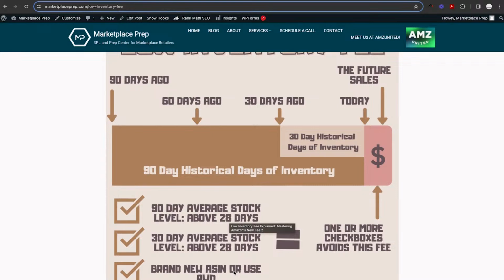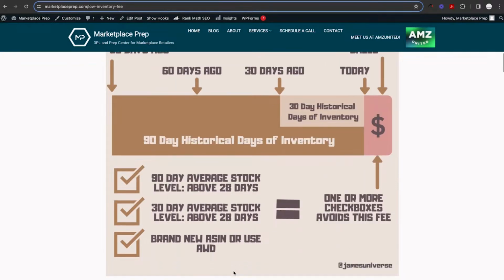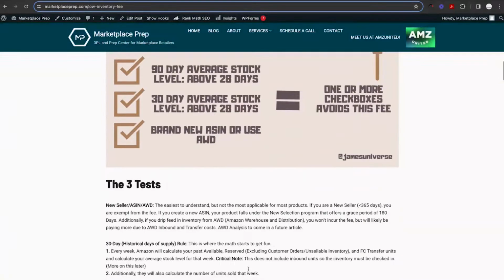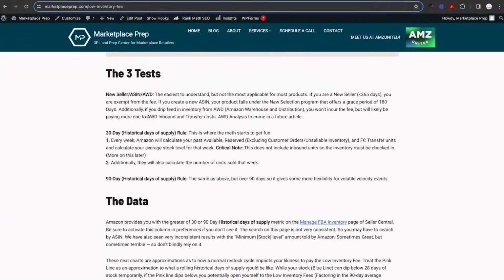Now, I won't go heavily into AWD in this article or in this conversation because there are a lot of pros and cons to that. Usually AWD will wipe out a lot of savings because of their transfer fees. You're not just paying for storage, you're also paying to transport it, you're paying per case, you're paying per cubic foot as well. So we won't get into that now, but we'll exclude those and focus on the 30-day and 90-day rule.